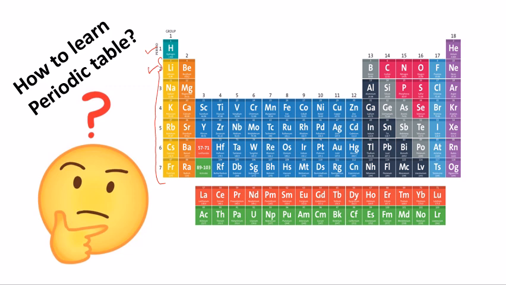And if we consider P block elements also, we have to learn from top to bottom. So boron group we have boron, aluminium, gallium, indium and thallium. And carbon group we have carbon, silicon, germanium, tin and lead. And nitrogen group we have nitrogen, phosphorus, arsenic, antimony and bismuth. And oxygen group we have oxygen, sulfur, selenium, tellurium and polonium.